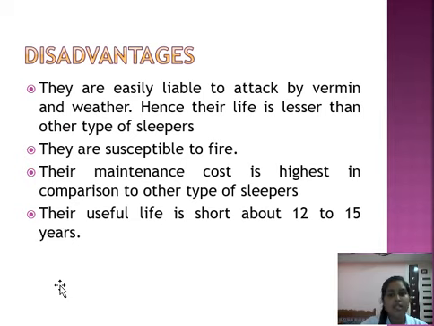Then what are the disadvantages? So these wooden sleepers are liable to attack by vermin as well as weather. So hence their life is lesser when compared to other types of sleepers. Then they are susceptible to fire. The maintenance cost is also high in comparison to other types of sleepers. Their useful life is short, between 12 to 15 years. These are the disadvantages of wooden sleepers.